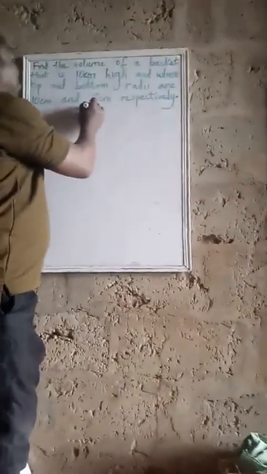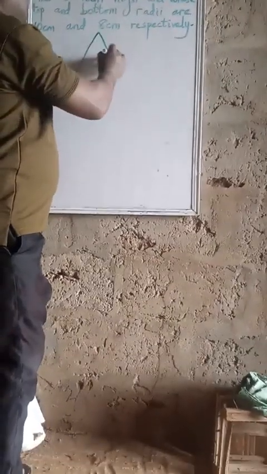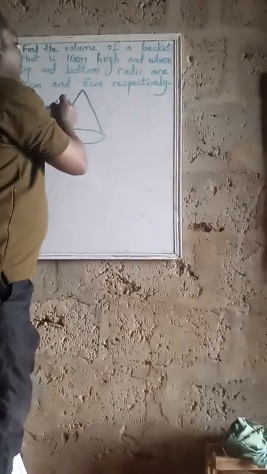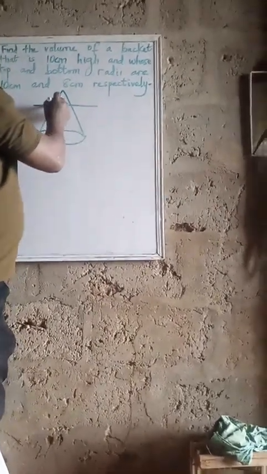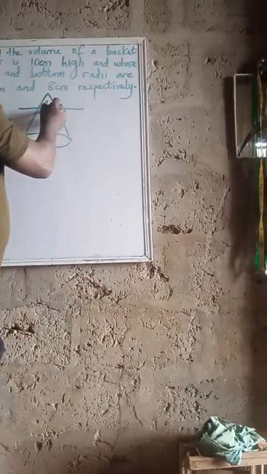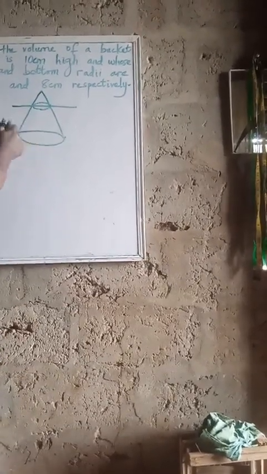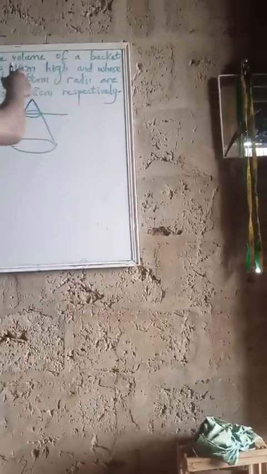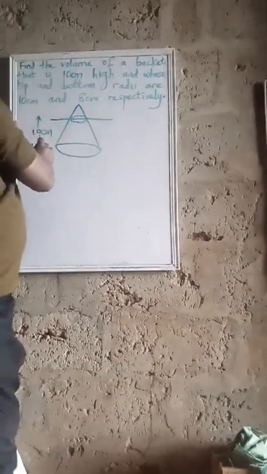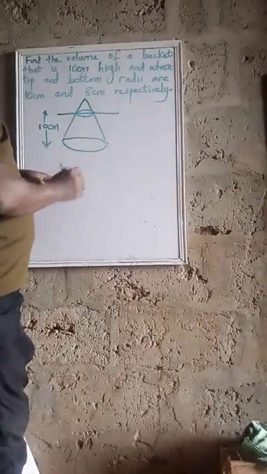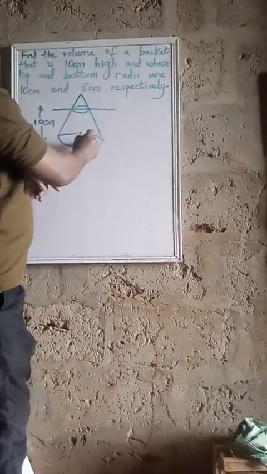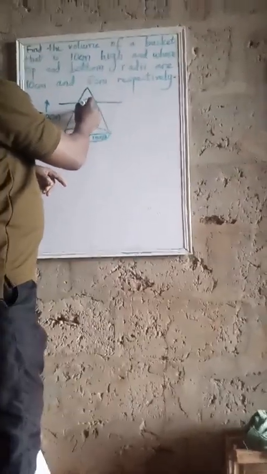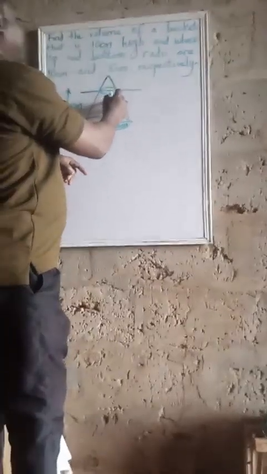So in order to solve this, I want to draw a complete cone. Assuming this is a cone, now we cut this head off, then the head that is cut off is a small cone. So the remaining part here is the bucket we are talking about. Now the height of this bucket, according to the question, is 10 centimeters. Then the radius here is 10 centimeters, while the radius up here is 8 centimeters.